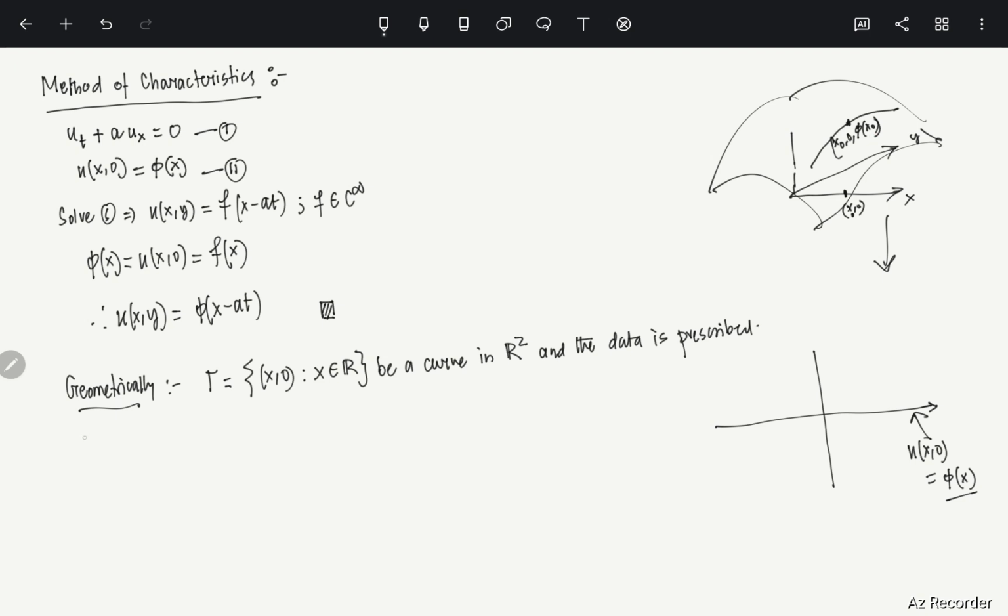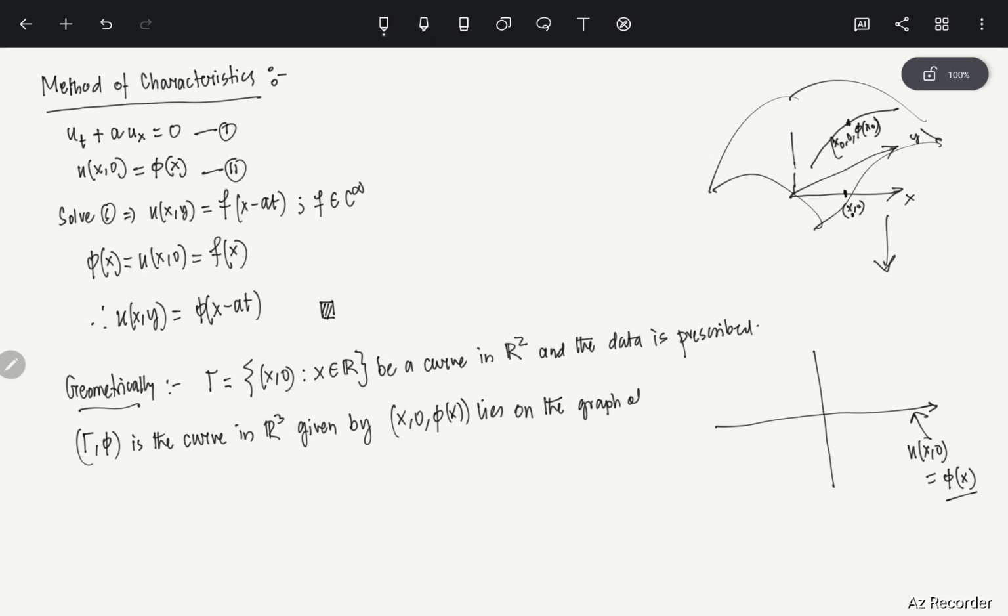So you see the curve gamma phi, that is the curve in R3, and it is given by x0 and phi of x. x0, phi of x, clear? And this curve lies on the characteristic surface. So basically the surface which you are interested in, the graph of u, our solution. Clear? That should be the case, right?